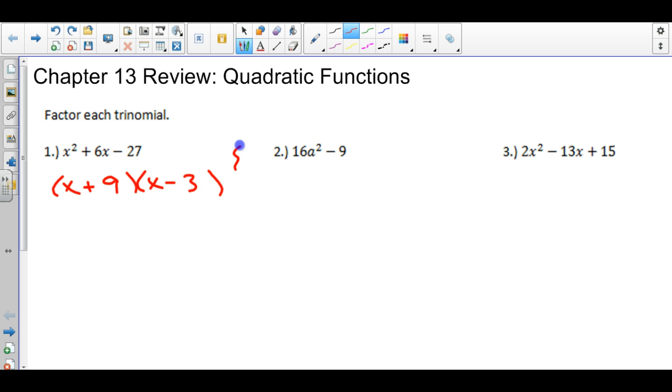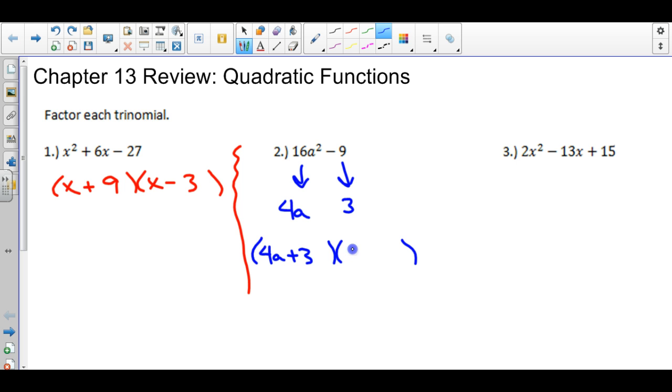So that's that one. With this one, it's a binomial, so what I would say is look for your perfect squares, which the square root of 16a squared is 4a. The square root of 9 is 3. So according to the rule, you're going to also have two parentheses for this, and one of them will contain 4a plus 3, and the other set will have 4a minus 3.